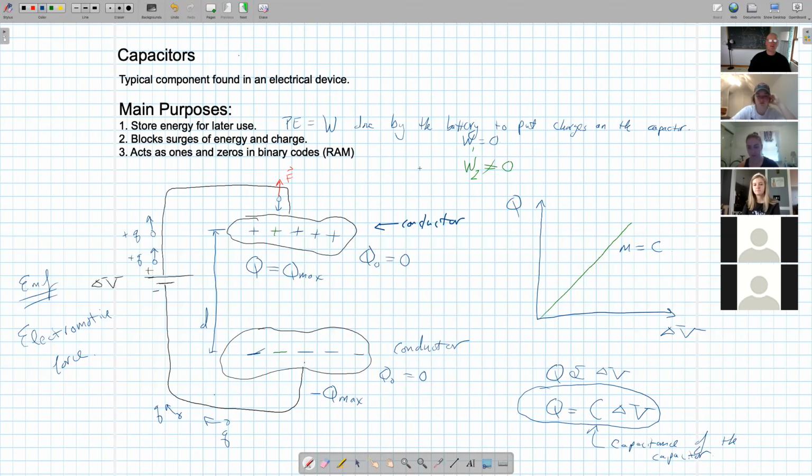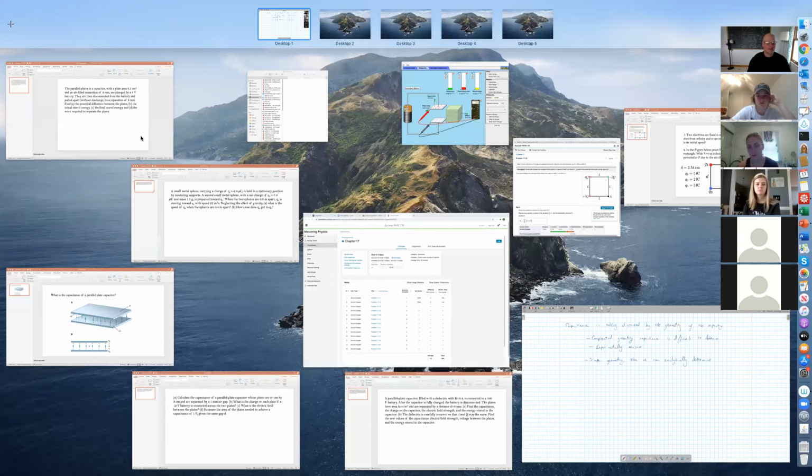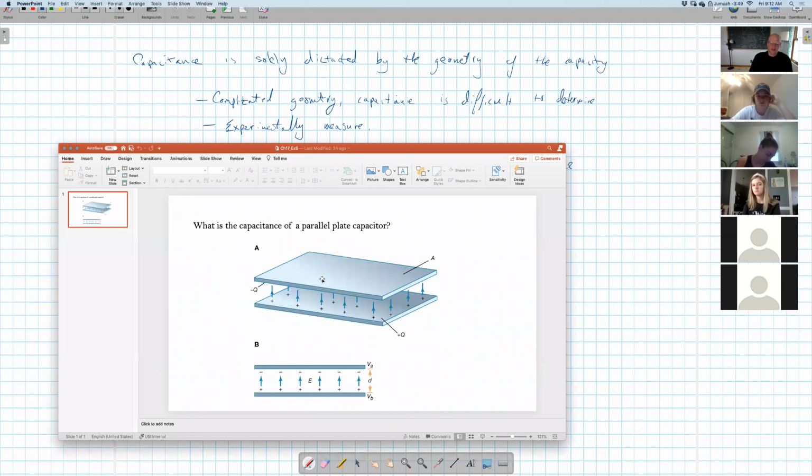But in a simple geometry, we can actually determine exactly what the capacitance of our capacitor is. So let's do an example. For a simple geometry, we're going to look at what's known as a parallel plate capacitor. This is two sheets of charge, where one is positively charged and the other is negatively charged, separated by a distance of d. We want to know the capacitance of our parallel plate capacitor.